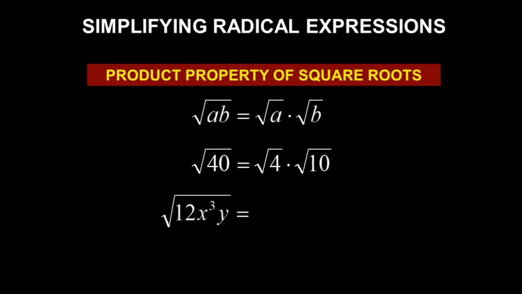You cannot find any other perfect square factor of 10 except for 1. Another example, the square root of 12x cubed y. Okay, so we have a perfect square factor of 12, that is 4, and a perfect square factor of x cubed, that is x squared. So we can derive this radical expression, the square root of 12x cubed y, equals the square root of 4x squared, that is a perfect factor of 12x cubed y, times the square root of 3xy.